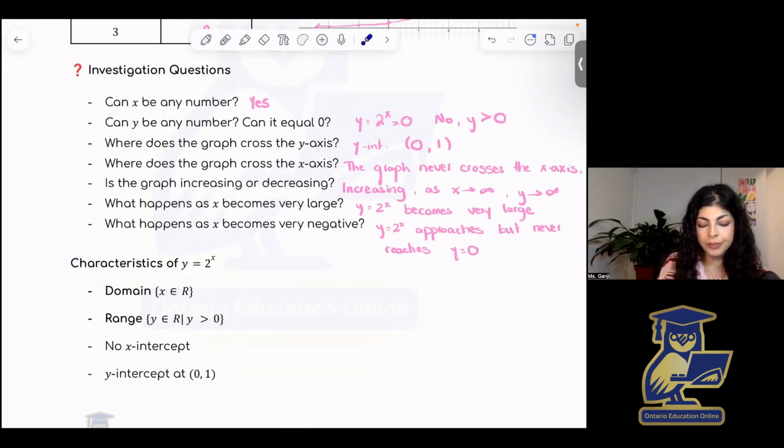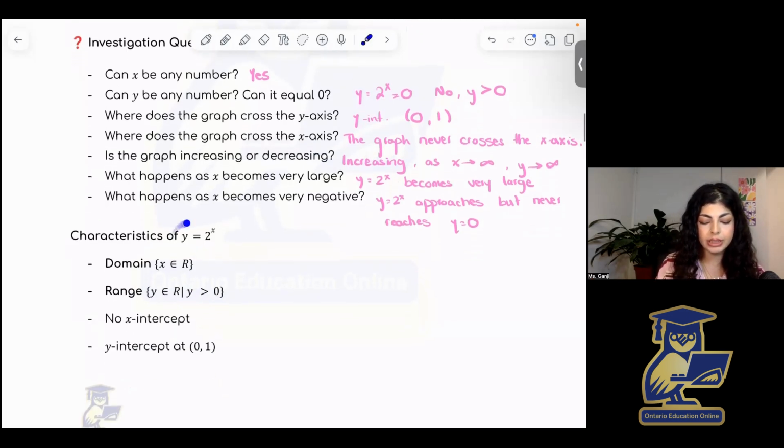So this is now, and we did see this last time as well, but just putting all that information together, x being any number gives us the domain that x is in the set of real numbers, and it can be any value. Now, y being greater than 0 gives our range. So y is in the set of real numbers, but with the limitation that y has to be greater than 0. We don't have any x-intercepts because the graph never crosses the x-axis, but we do have a y-intercept at 0, 1, which is when the graph crosses the y-axis. And these are characteristics of y is equal to 2 to the power of x.